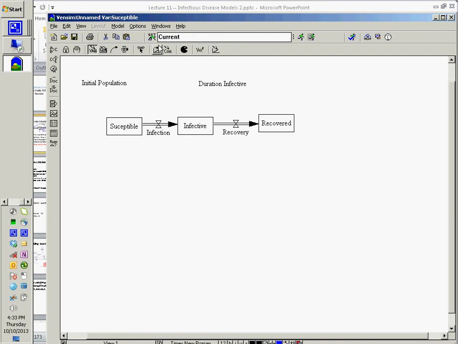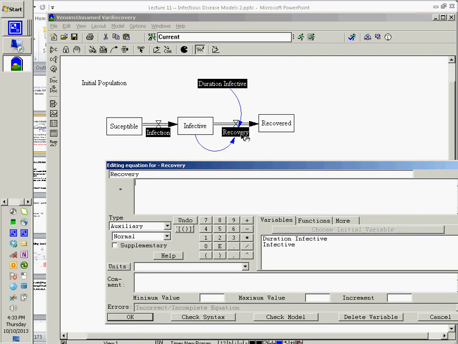Okay, a link to recovery. And what else do I need? Okay, what do we call this bundling of infective and recovery? That is a first order delay. It's a first order delay. So give me the formula for recovery. Sorry, I like to emphasize basics. It's a reality check. So what's the formula for this? Infective divided by duration infective.